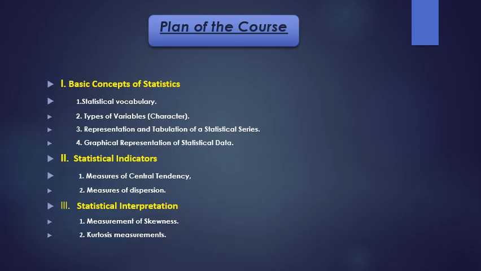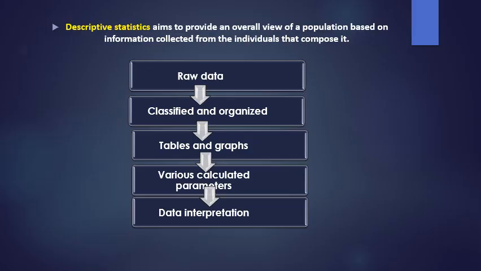The second section, statistical indicators, focuses on measures of central tendency such as mean, median, and mode, as well as measures of distribution and data variability. The third section, statistical interpretation, covers quartiles and curves, which help us understand the shape of statistical distribution. The structure takes us from data collection and organization to analysis and interpretation.